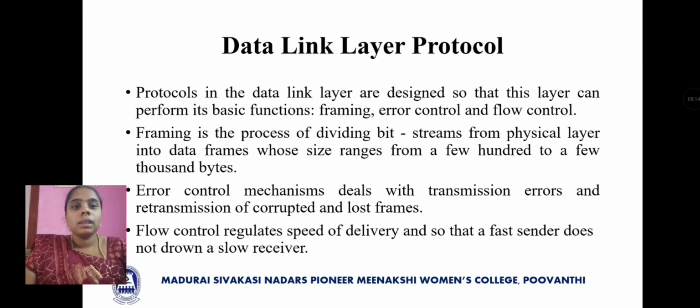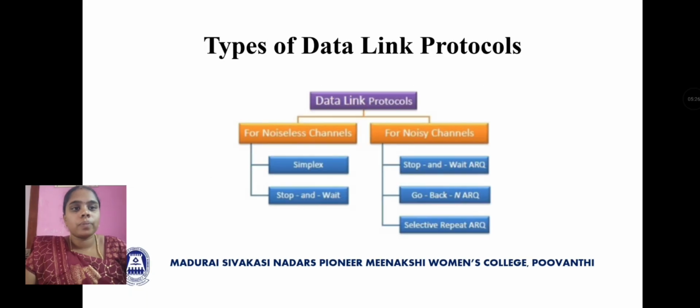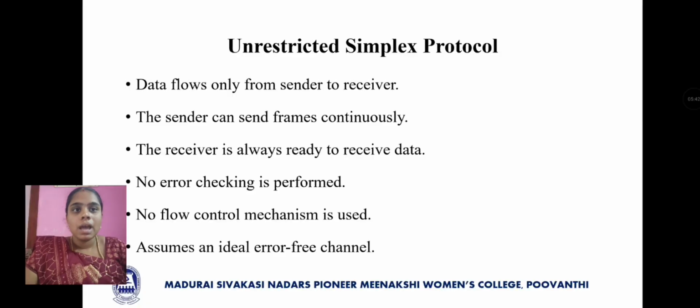That makes the delivery faster when compared with other things. And then, types of data link protocols. There are two types of data link protocols: those suitable for noiseless channels and those suitable for noisy channels. Today I'm going to discuss only two topics, the simplex and the stop and wait protocol, which come under noiseless channels. The first one is the unrestricted simplex protocol.